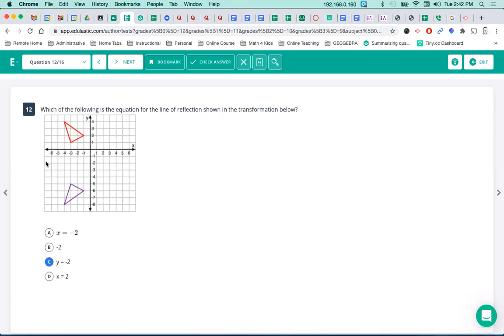And the reason it's y equals negative 2 is because every point on that line has a y value of negative 2. Okay. The way we can double check, if I take this bottom left point in the red triangle and the top left point in the purple, they are 1, 2, 3, 4, 5, 6 units apart. So halfway in between is where the line of reflection will be. That's 3 units. 1, 2, 3. That's at negative 2. And it'd be y equals negative 2. Okay. That's where we get our answer for 12.